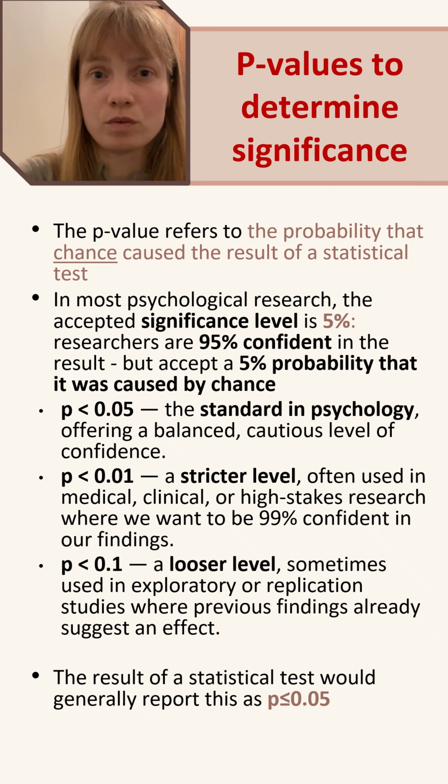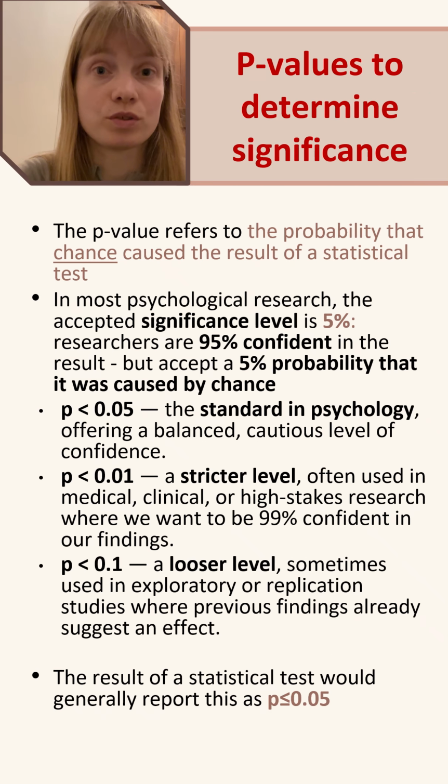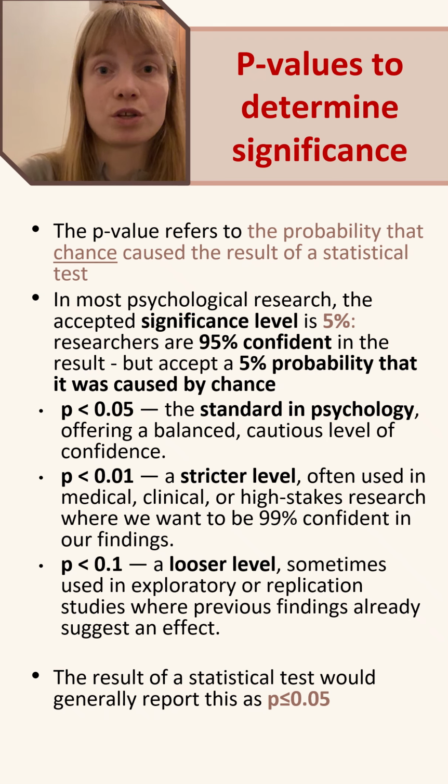The p-value tells us the probability that our result occurred by chance. In psychology, we usually use a significance level of p equals to or smaller than 0.05, which means we're 95% confident our result is genuine and accept a 5% risk that it's due to chance. So when you see p equals to or smaller than 0.05, it literally means there's less than a 1 in 20 probability that this result happened by chance.